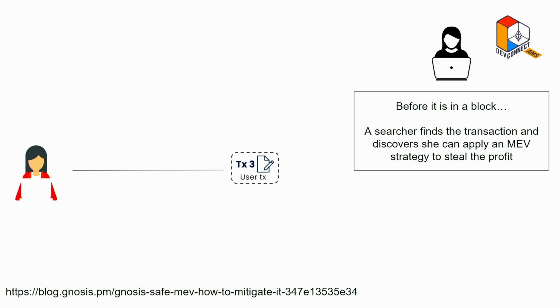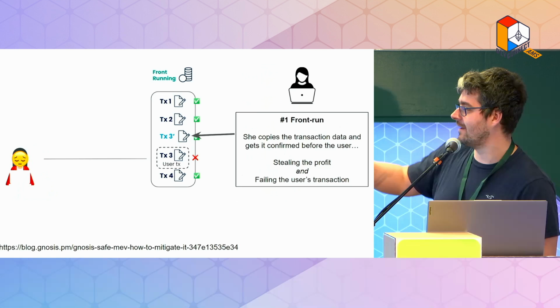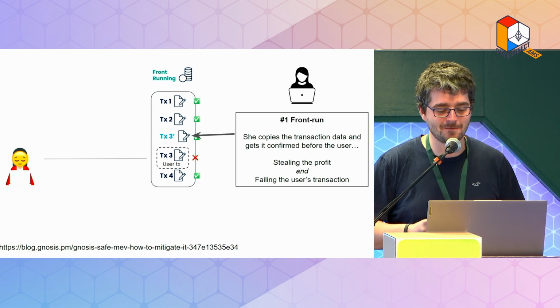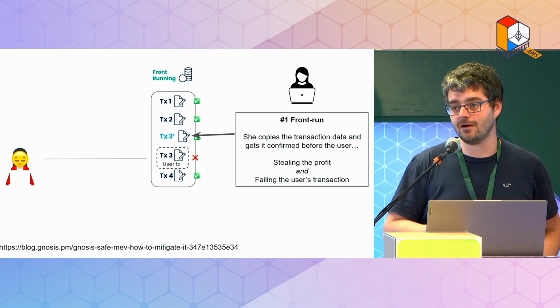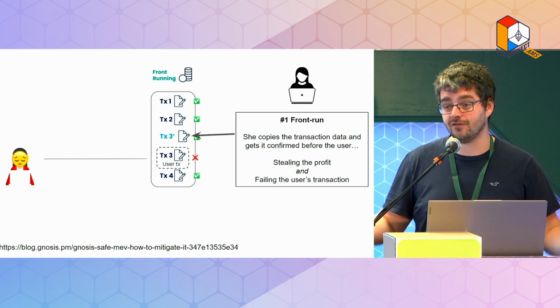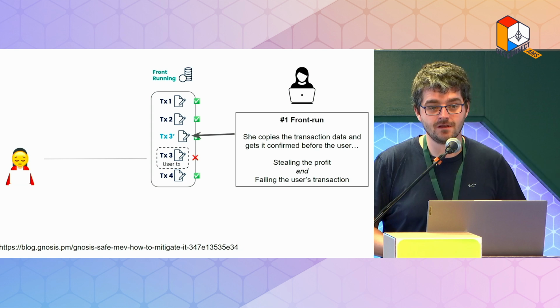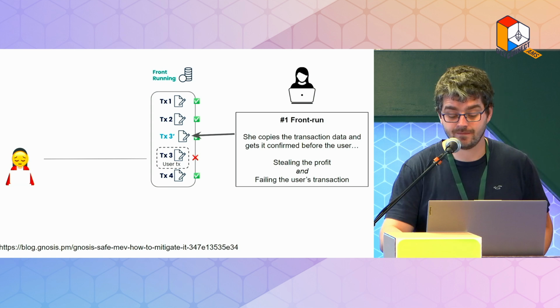And there are three ways to do this. Also, I stole this infographic from Gnosis, they've got a great picture, and I've just chopped it up for my own use. The first approach is front running. The basic idea is that I see your transaction, I can copy and paste it, and broadcast it myself. If I get my transaction executed before yours, then I can steal all of your profit. Typically, this would mean the user's transaction will fail. And the MEV searcher stole all of your profit, sorry, not your money.